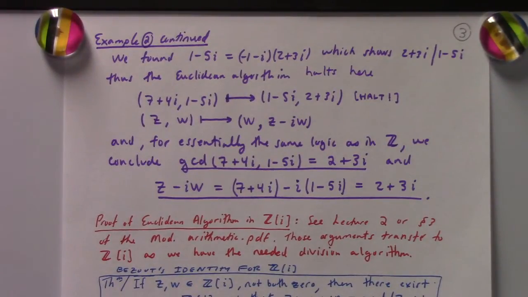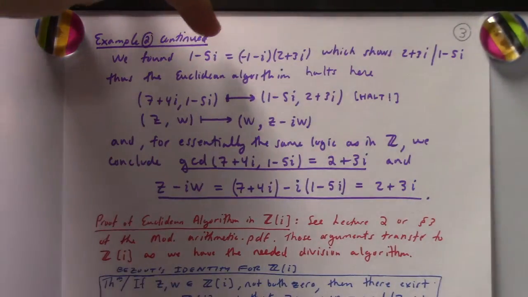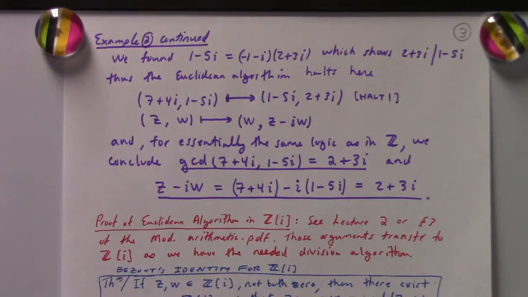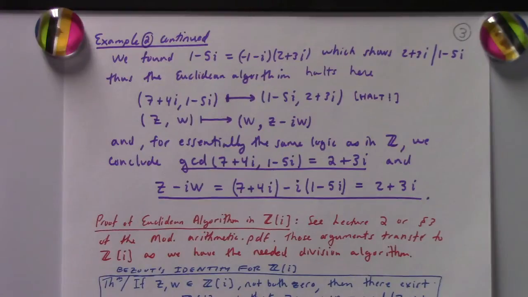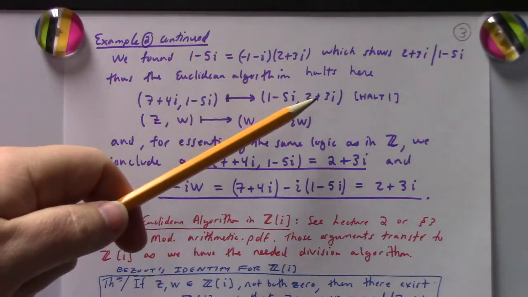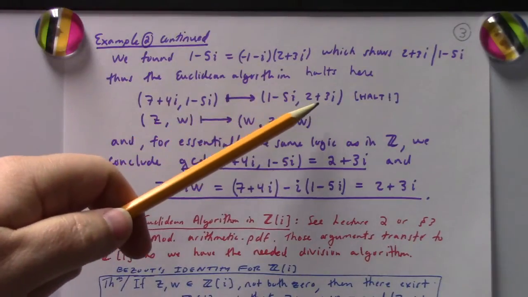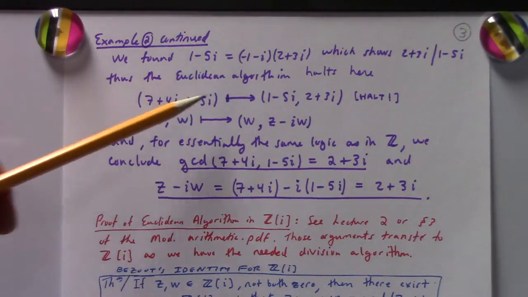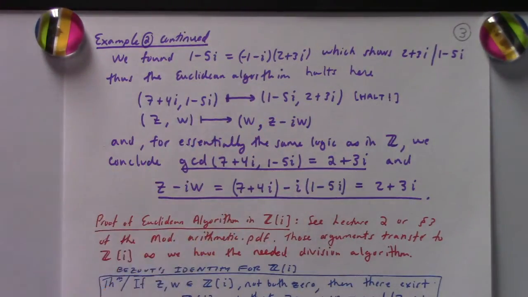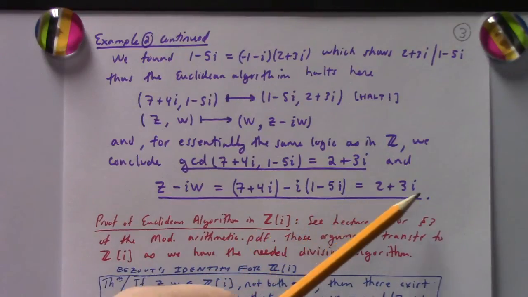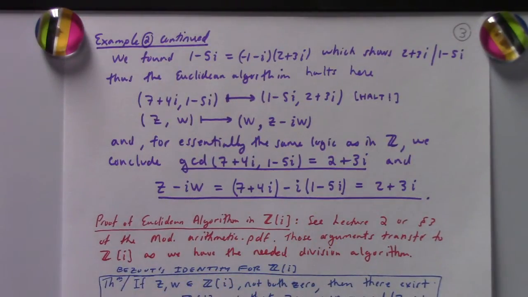So again, this is the same example we were just talking about. I just found that 1 minus 5i is equal to minus 1 minus i times 2 plus 3i, which again shows that 2 plus 3i divides 1 minus 5i. That means the Euclidean algorithm is going to halt there. Once we get an even multiple of the last remainder, we stop, and that shows that the greatest common divisor is 2 plus 3i. And there's even how to attain it as a linear combination of Gaussian integers: 7 plus 4i minus i times 1 minus 5i is equal to 2 plus 3i. That's the Gaussian integer analog of Bezout's identity.